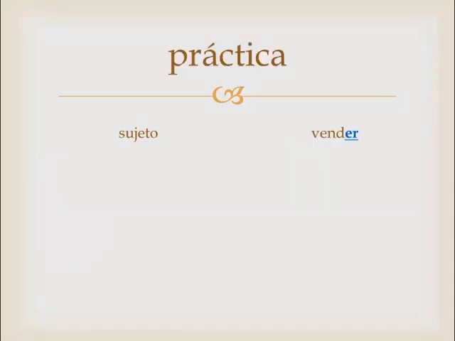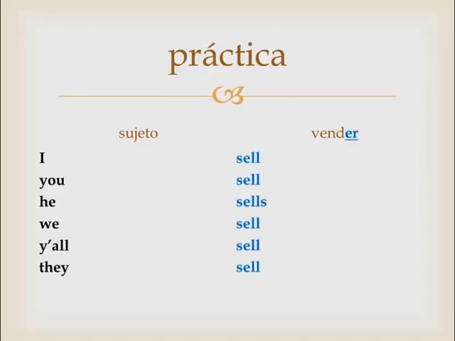I want you to do this word as practice. Vender, like vendor, means to sell in Spanish. So the sujetos in English are I, you, he, we, y'all, and they. And the verb in English is going to be I sell, you sell, he sells, we sell, y'all sell, they sell. I want you to take 20 seconds and give me both the Spanish sujeto and the Spanish verbo with the correct raíz and the correct terminaciones.